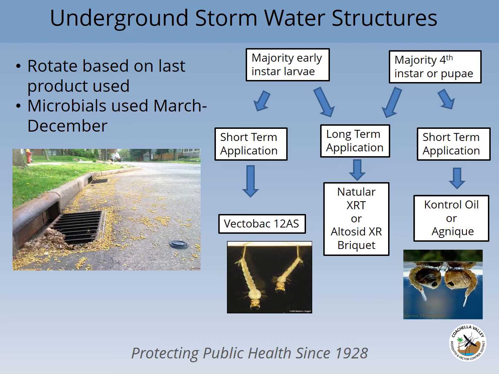The district has found that the temperature of the water in drains is warmer in December than it is in open ponds and marshes. If a technician dips and sees early instars, they can use Vectobac 12AS for a short-term application. If the technician encounters fourth instars or pupae, control oil or Agni-Q can be used for a short-term application. In both cases, Alticid XR briquettes or Natural R XRT can be used for long-term applications.